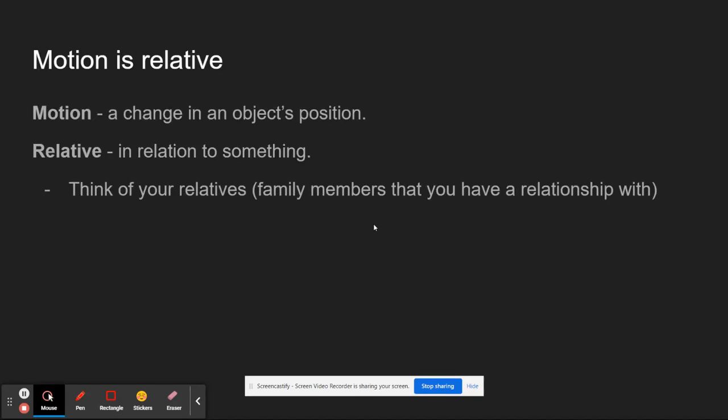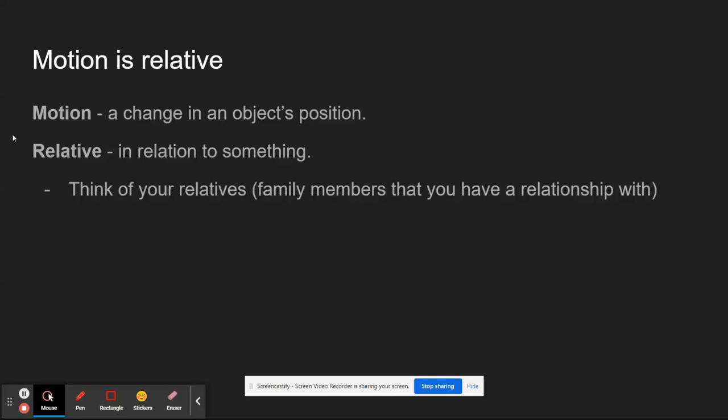All right, so motion, let's first define it. It says motion is relative. Well, let's figure out what motion is and what relative is. Motion is a change in an object's position when an object moves. Relative means in relation to something. If you think of your relatives, family members you have a relationship with, they're your relatives because it's in relationship to you.